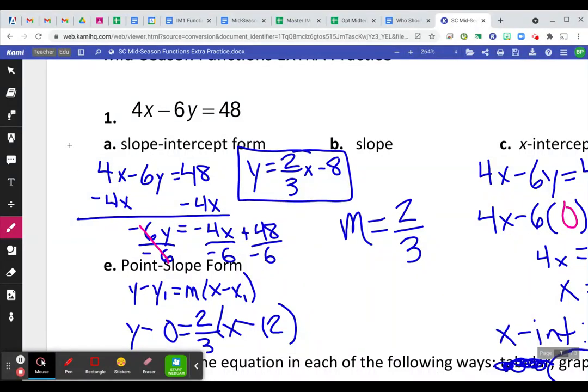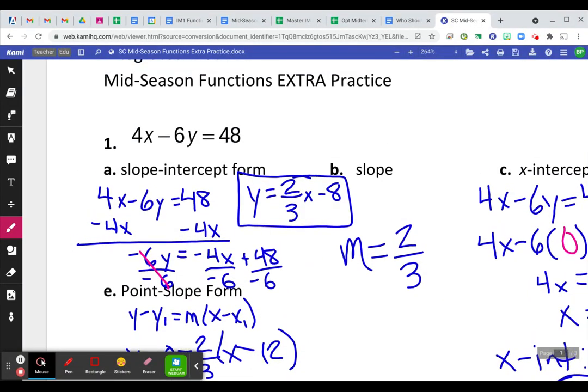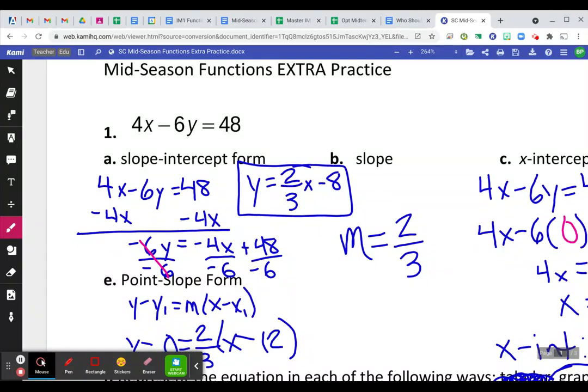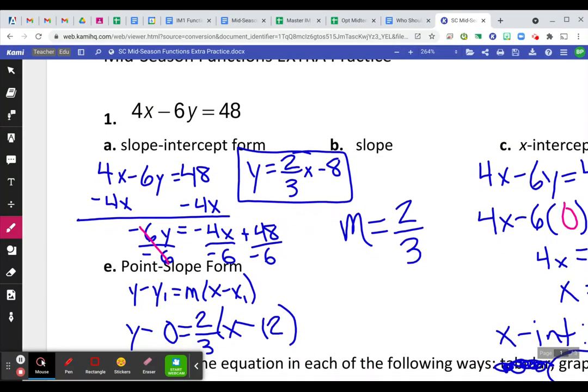All right, guys. Doing some review for the mid-season functions here. A little extra practice getting you prepared for tomorrow. We are given a standard form equation there, and you have to convert it to slope-intercept form.